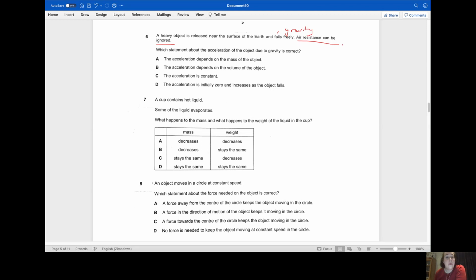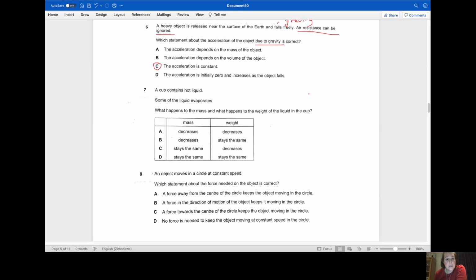No air resistance. Which statement about the acceleration of the object due to gravity is correct? Acceleration due to gravity is always constant. It doesn't depend on the mass and it doesn't depend on the volume. It depends on gravity. The acceleration is constant. 10 meters per second squared.